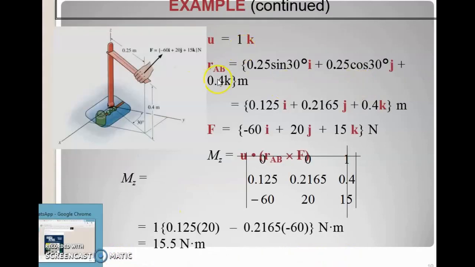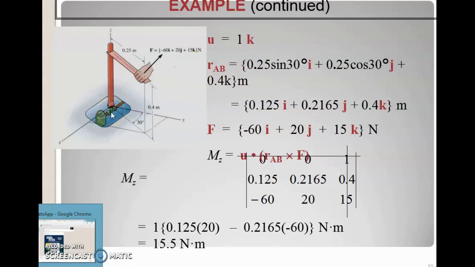So you already have your unit vector, which is equal to 1k, and then find the line of action in vector Cartesian form, or your RAB. The line of action is also RAB, or the position vector, which has the same meaning. I already explained this in the previous lecture. So how to find the RAB?